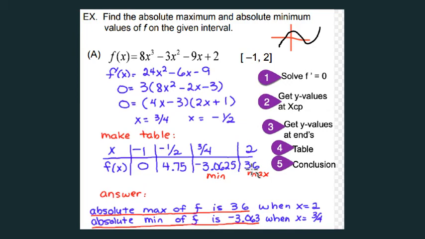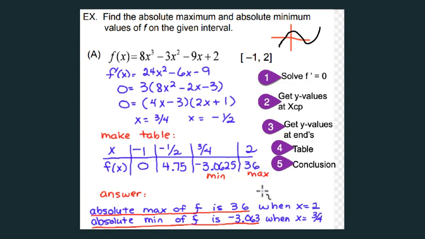And by the way, did it make sense? Going left to right, I should have had a local maximum at negative 1/2, 4.75. Yeah, it was. Then I should have had a minimum here at negative 3.06. In fact, I did. And then it went way up to the right at the right endpoint. So the absolute maximum is 36. That's right here, when x equals 2.